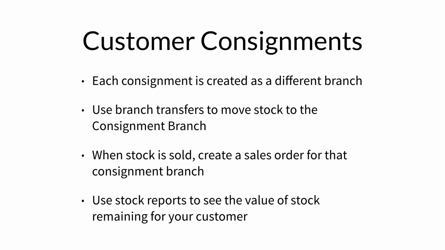So when stock is sold, we're going to be creating a sales order using that consignment branch. And it could be that perhaps we are selling multiple items when we're selling to a customer, and we want to be using some of that consignment stock within, and we can use the distribution branch in that instance to be able to sell out of that. So I'll show you what that looks like shortly.